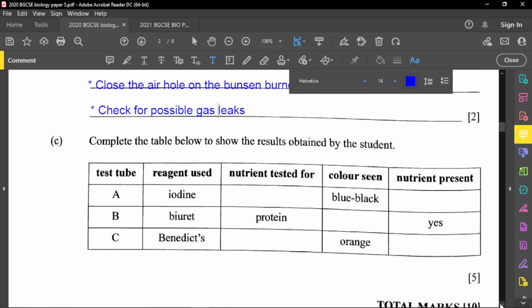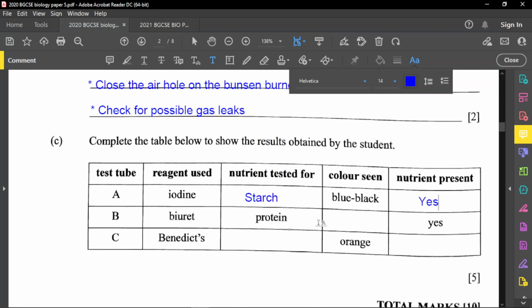Part C is: complete the table below to show the results obtained by the student. Here we have test tube A, you have iodine, the nutrient tested for, the color seen, and the nutrient present. So iodine is a test for starch. Let's put starch here. And the color, if it's blue-black, then starch is present.